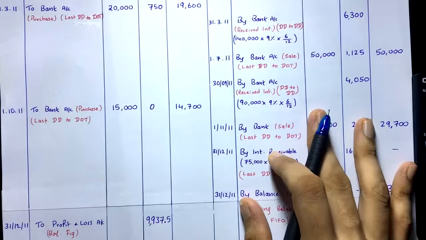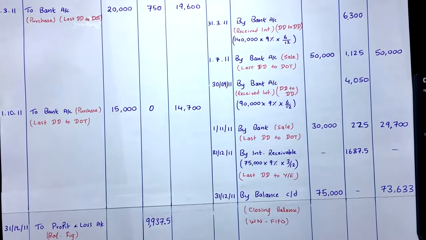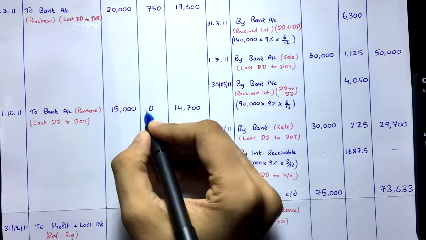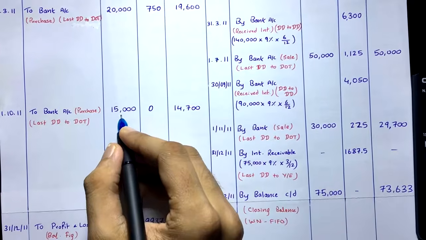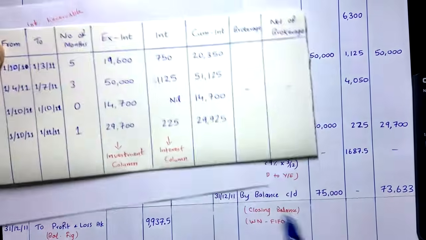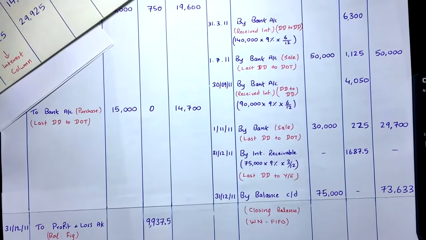Yeah, you have purchase. If purchase happens, then it will come on the debit side to bank account on 1st October 2011, last due date to date of transaction, but there was no interest, so interest would be 0. Face value 15,000, 150 into 100, and then here you are going to take only the ex interest price. That's what you always do. You only take the ex interest price into the investment column.